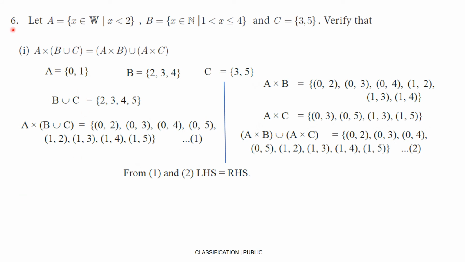Next example, A equal to X belongs to W such that X less than 2. That means what? Whole numbers less than 2, that is 0, 1. That is A equal to {0, 1}.